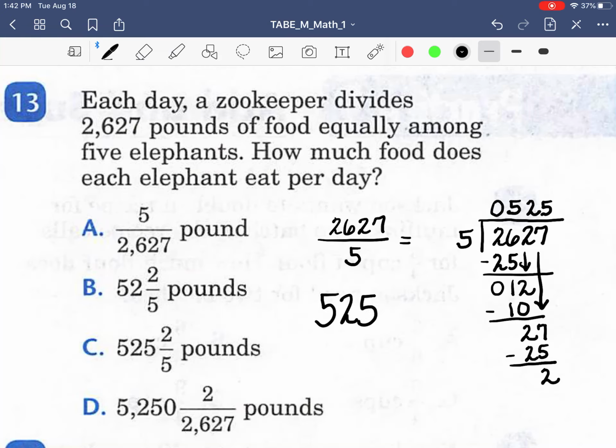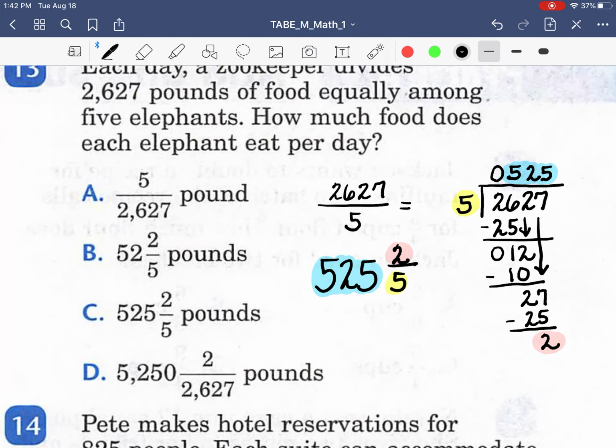So this mixed number is 525, remainder of 2, divisor of 5. And 2/5 will not reduce. So 525 and 2/5. And that should be our answer. I'm thinking option C for this one, because it can't be simplified in any way.